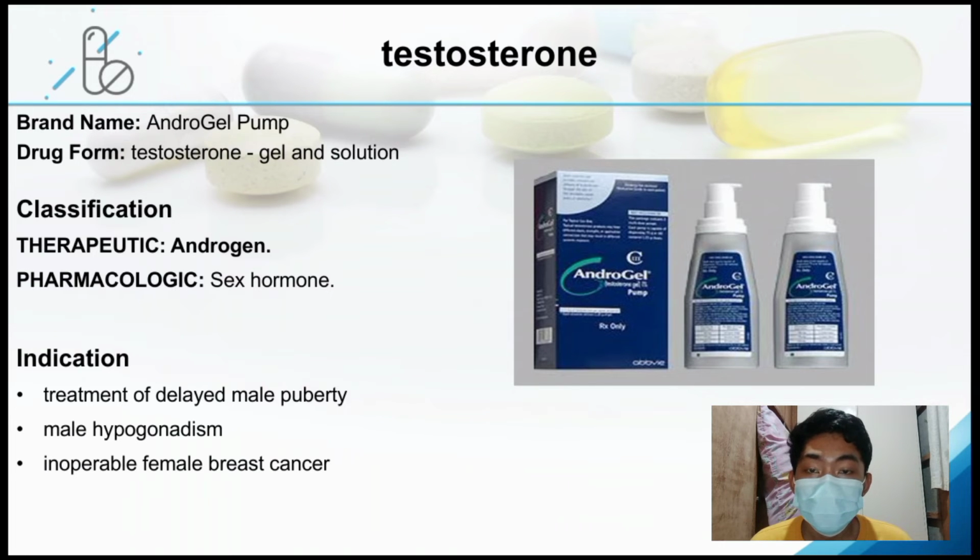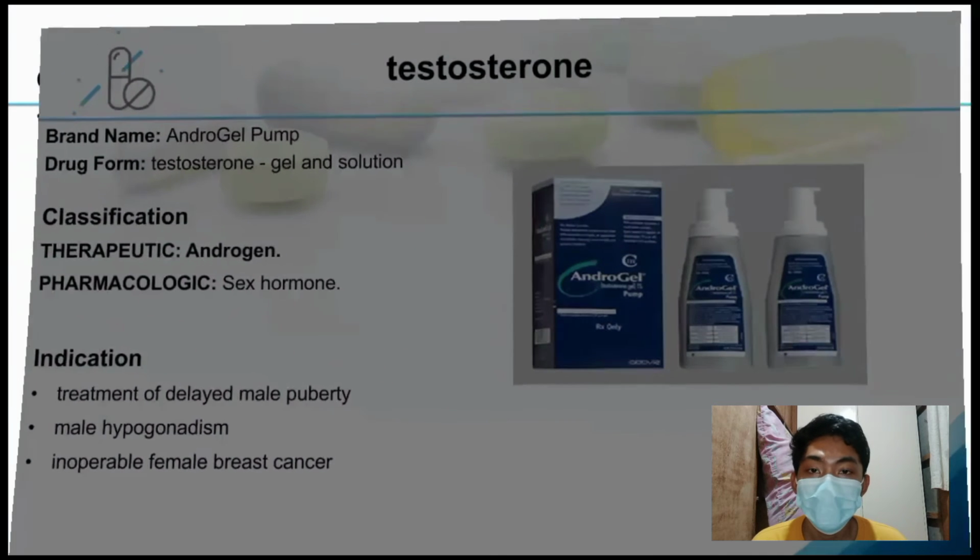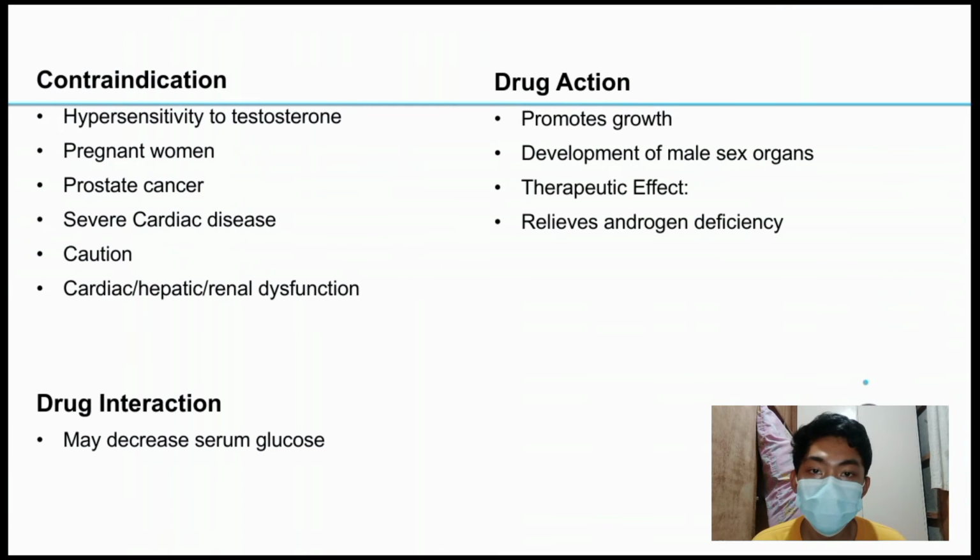Now for the classifications of testosterone, the therapeutic name is androgen, while the pharmacologic name is sex hormones. It is indicated for the treatment of delayed male puberty, male hypogonadism, and also inoperable female breast cancers. Next, for the contraindications, it is contraindicated in hypersensitivity to this drug, testosterone, in prostate cancer, and in pregnant women.